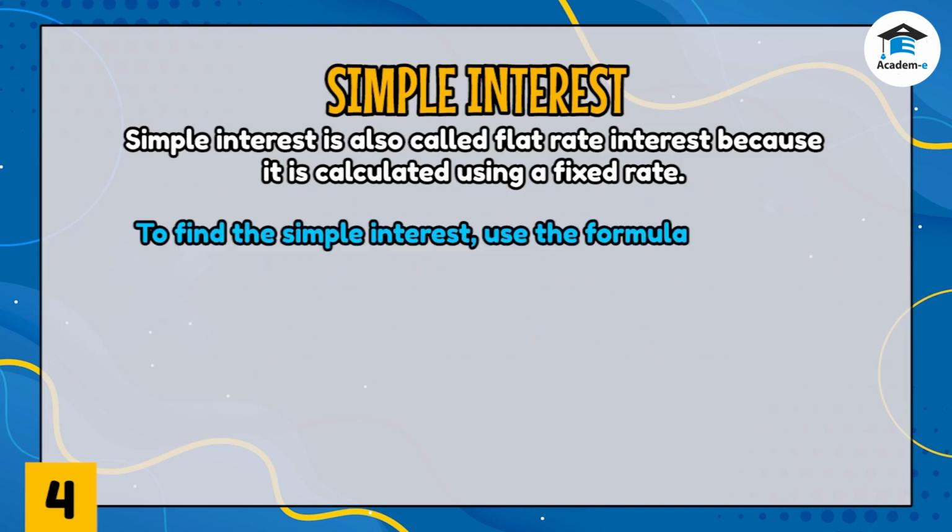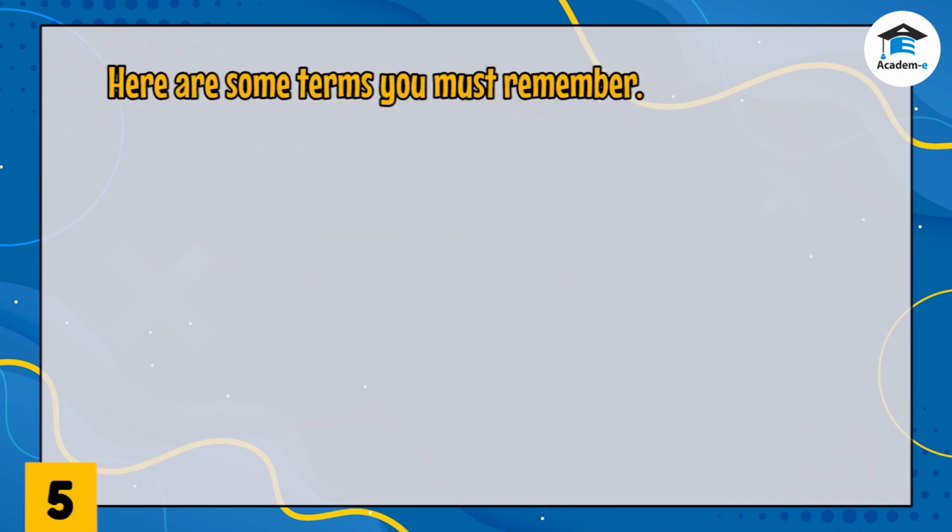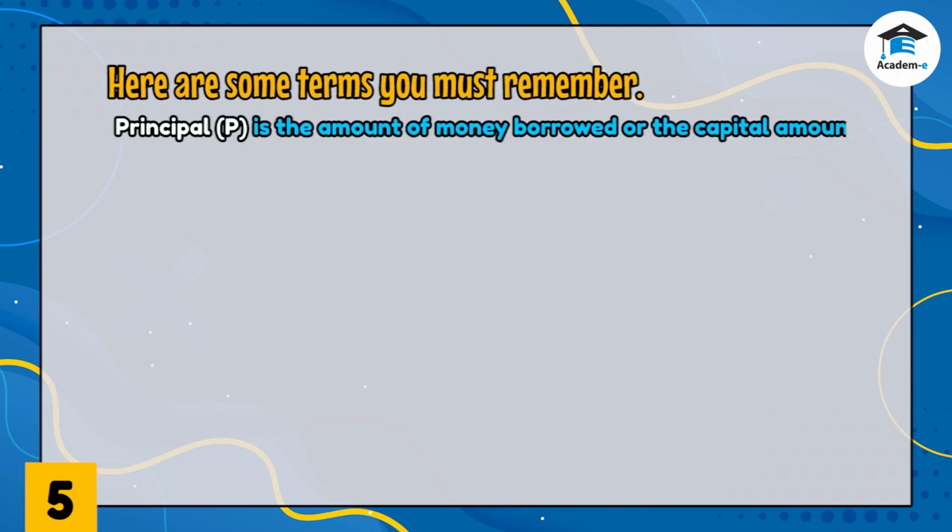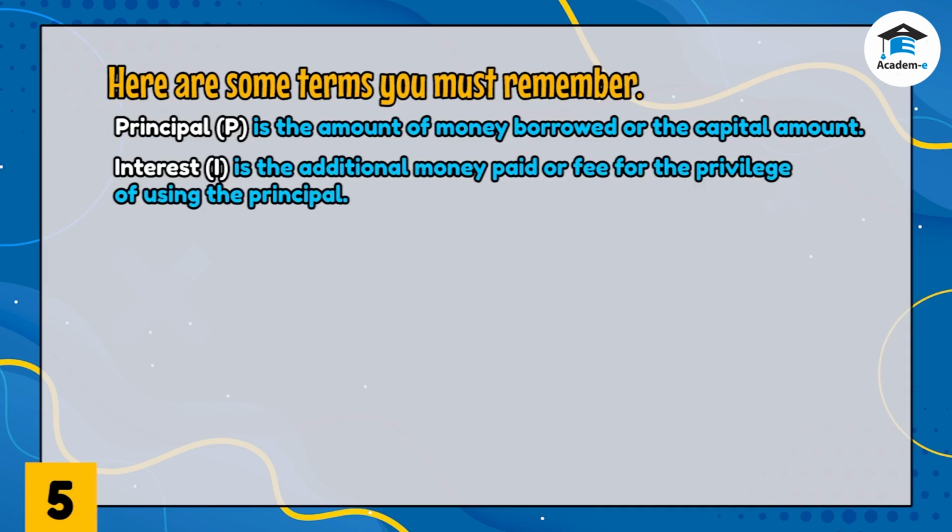To find the simple interest, use the formula I equals P times R times T. Here are some terms you must remember. Principal, P, is the amount of money borrowed or the capital amount. Interest, I, is the additional money paid or fee for the privilege of using the principal.